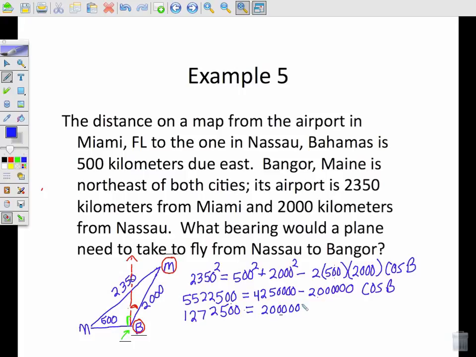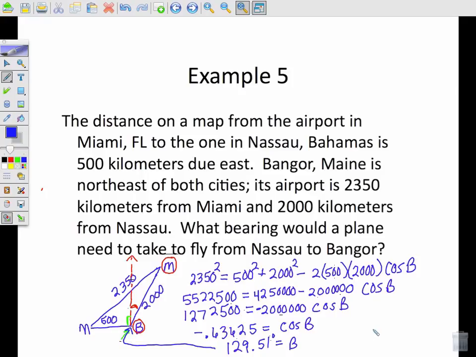equals negative 2 million cosine of B. Divide, and this would be negative. When you divide, you get negative 0.63625 equals cosine of B. So B would equal, if you do the inverse cosine, 129.51 degrees. That's the angle right in here that we're trying to find, the large angle.